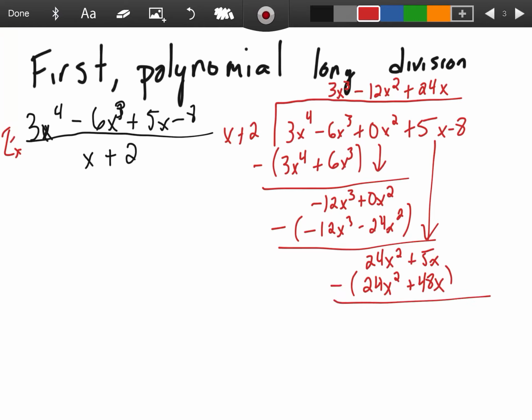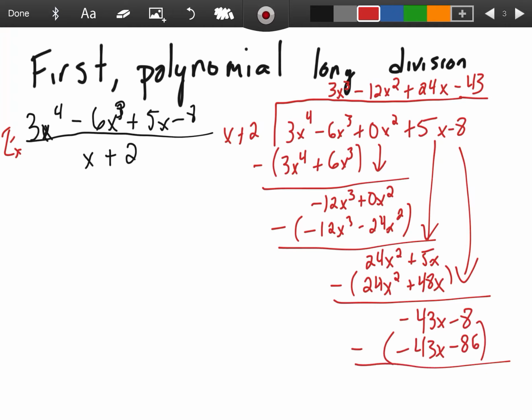And we'll subtract. Sorry about the numbers here, guys. We have negative 43x and minus 8. Negative 43x divided by x is just negative 43. And then multiply: negative 43 times x is negative 43x. Negative 43 times 2 is negative 86. And we subtract, so negative 8 plus 86 gives us a 78. So then we wind up with plus 78 over x plus 2. All right, so when I do that division, this here is my final answer. So let's go to synthetic division now.